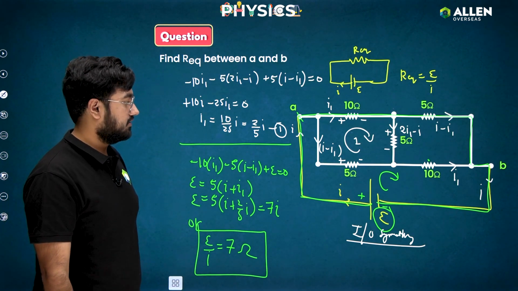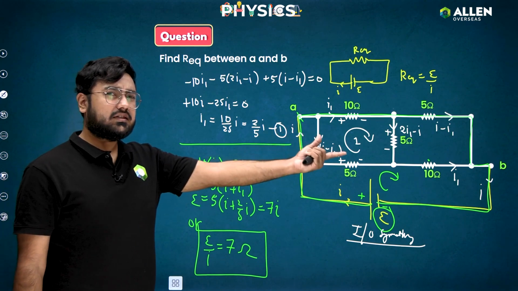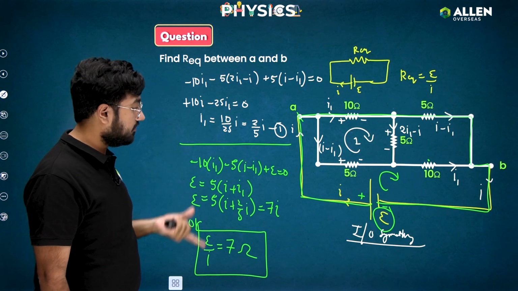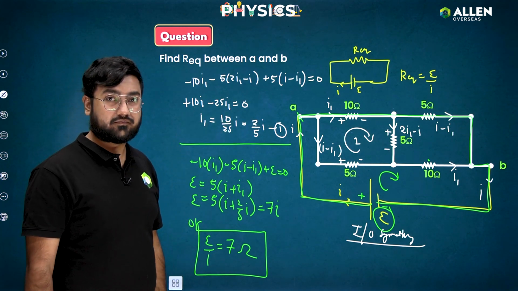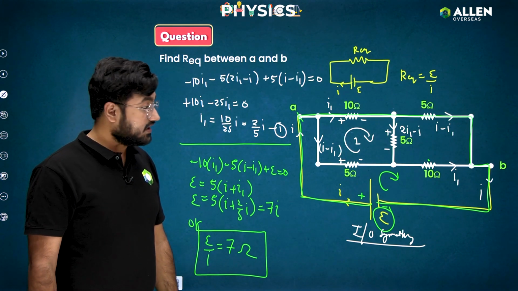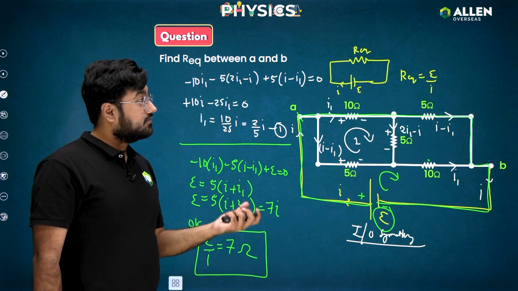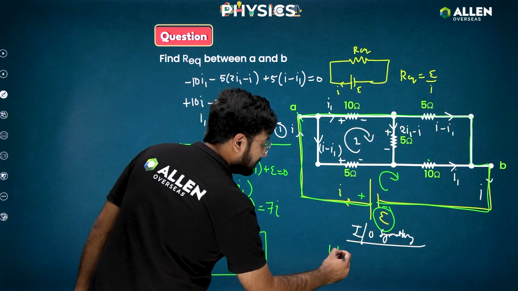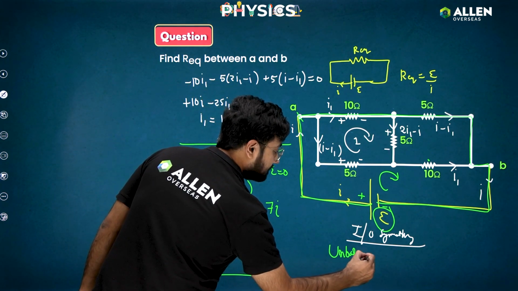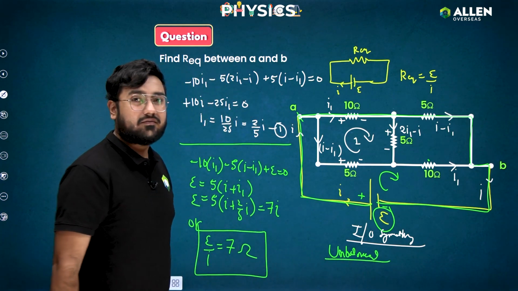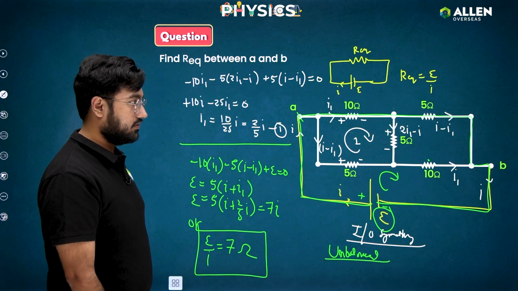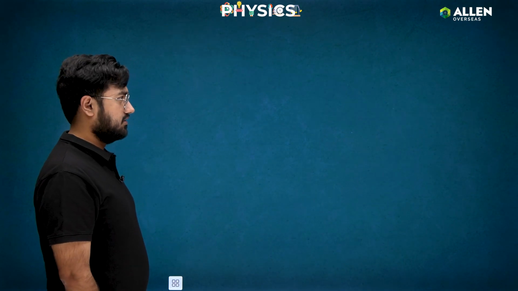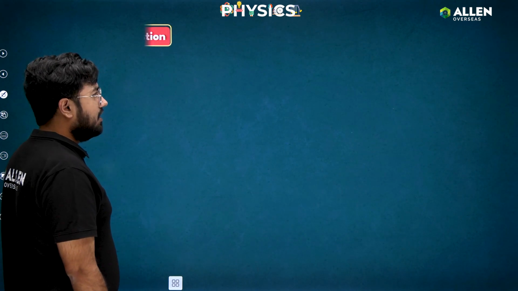No rocket science. So whenever you encounter a Wheatstone Bridge and they ask you R equivalent, this is what you have to do. Calculate the value of E by I, right? I know what a Wheatstone Bridge is. So this is unbalanced. This is unbalanced. What is going to happen when it becomes balanced? We'll see. Okay. Let us take another example of an unbalanced Wheatstone Bridge. Okay.